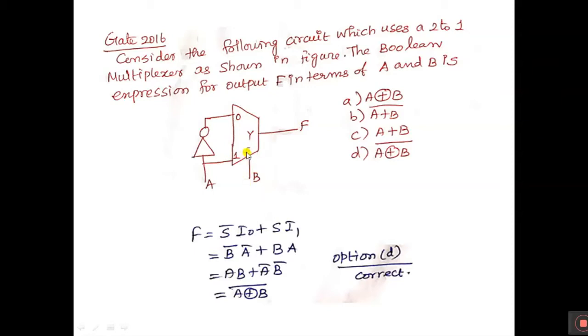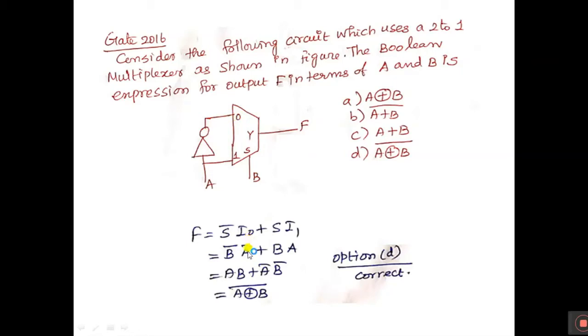So I can write the equation. Suppose the input I naught, S bar I naught plus S I1. This is the general equation I wrote here. So instead of I naught, I1 and S, I can replace A, B values. So here instead of S bar I can write B bar. Instead of I naught I can write A bar because the input is A with an inverter connected. So A bar appears in this location.